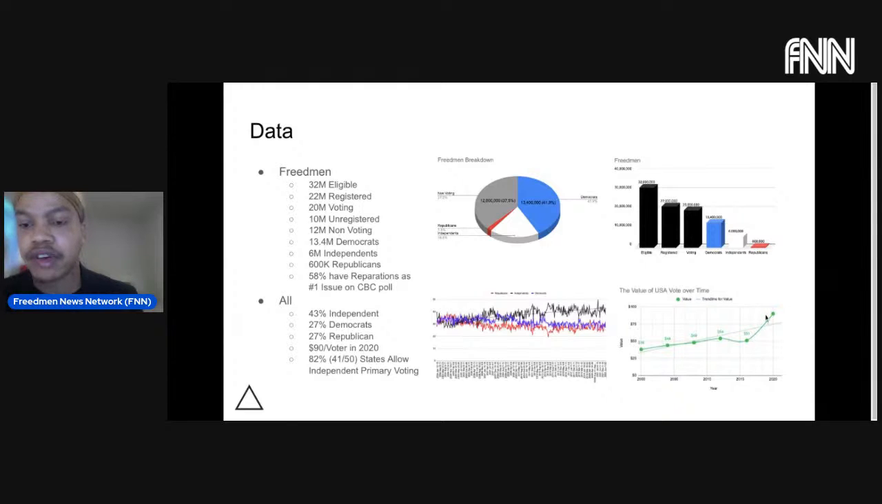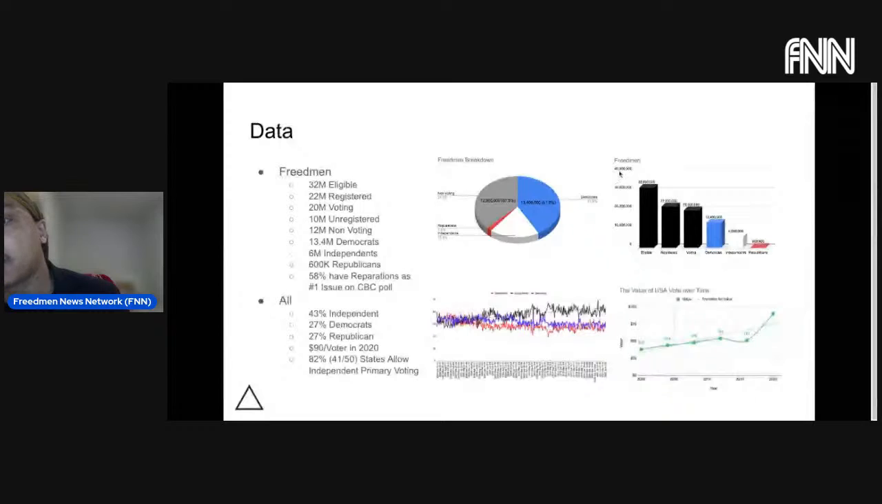And then when you compare the value of a vote to our potential voting block and our current voting blocks, if you look at 32 million eligible Freedmen voters and you multiply that by $90 per voter, that's a value of $3 billion. So our voting block, if we fully realize it and we all come together, is worth $3 billion. And the reason that's valuable is because it gives us leverage in determining who's going to be elected.